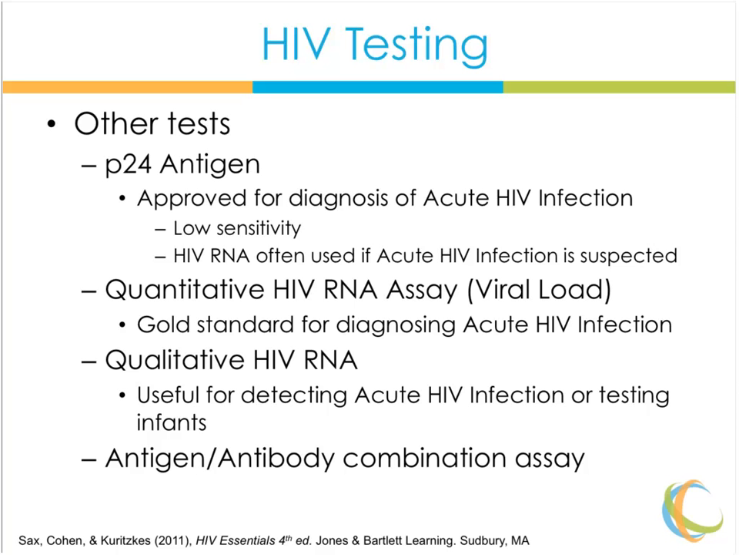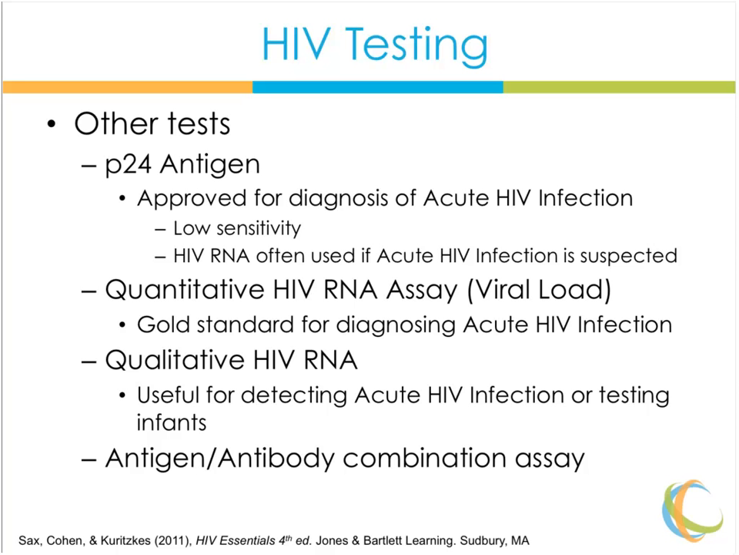There is a combo P24 antigen antibody test combination assay that is available, again in the hopes of possibly diagnosing persons earlier on in acute retroviral syndrome or in the course of their HIV infection, where the antibody test may not necessarily become positive or may be indeterminate. But really the gold standard is the quantitative HIV RNA assay, which is a viral load. This is a gold standard for diagnosing acute HIV infection.